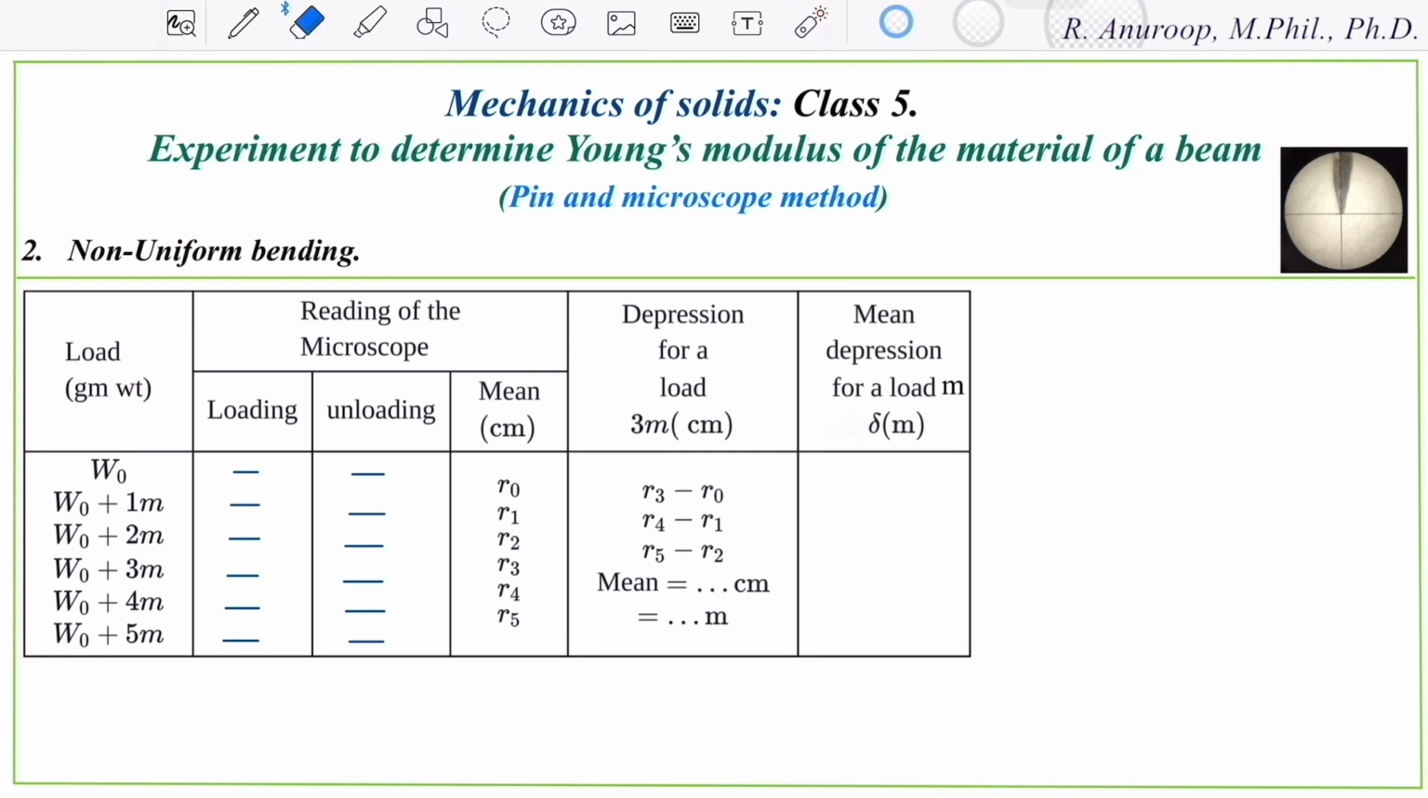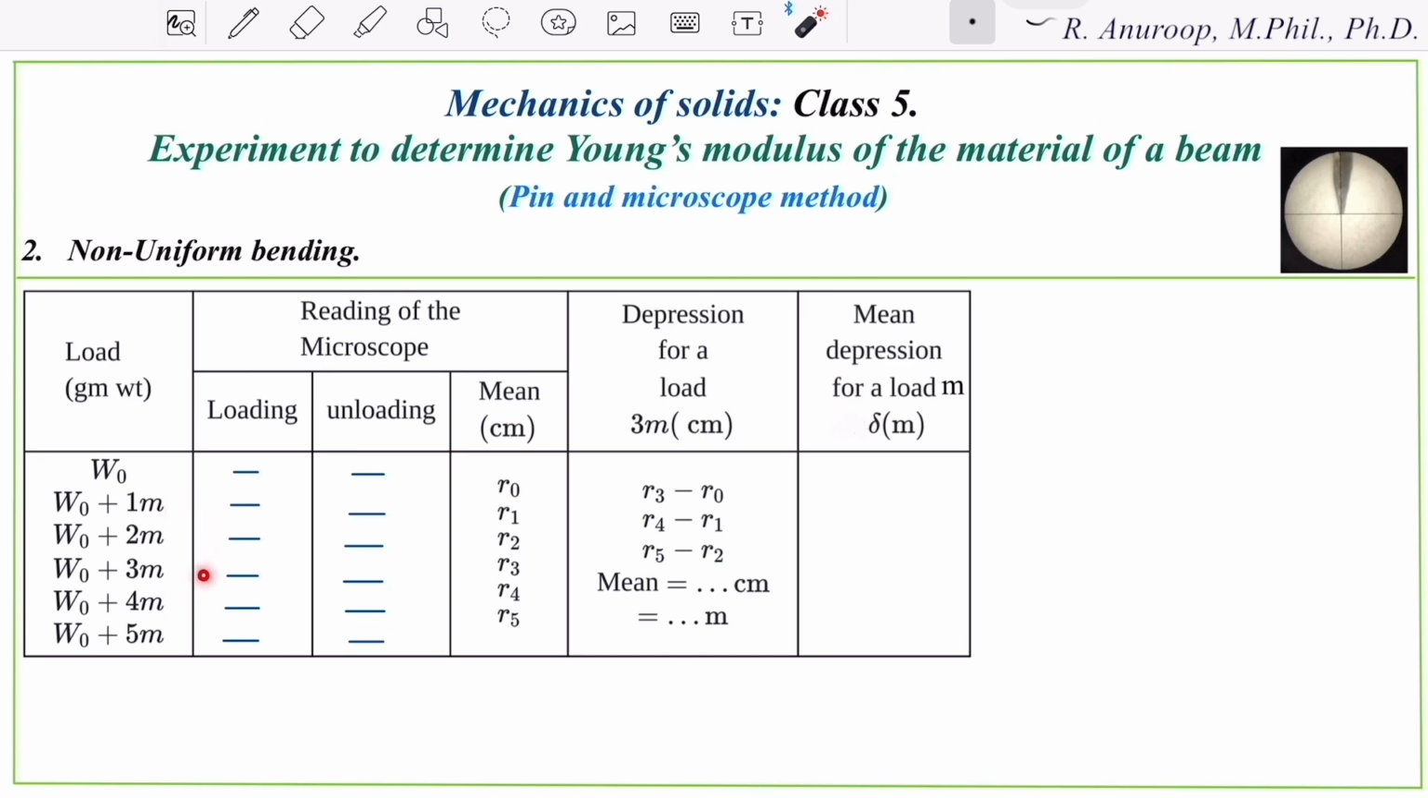Once we have these readings, let us find out the depression for a load 3M. How much the middle point deflects corresponding to a load of 3M. To find the depression for a load 3M, take the difference R3 minus R0. If you take the difference R3 minus R0, that will correspond to the depression for a load 3M.